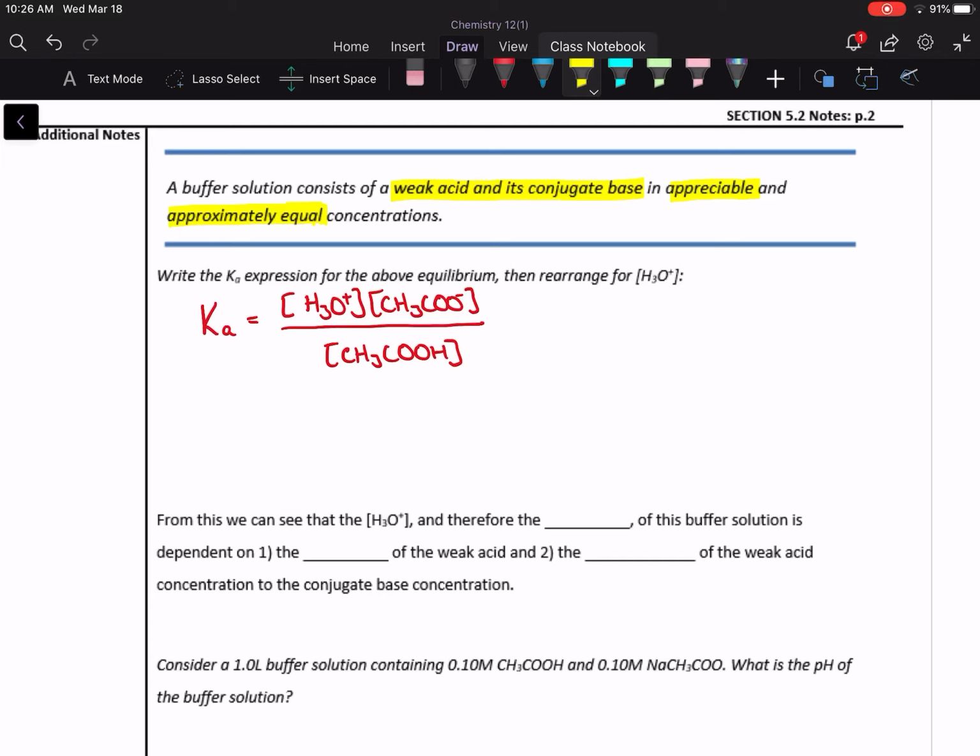Okay, so if we take a look at the Ka expression from the equilibrium above, and we rearrange this Ka expression for the hydronium ion concentration, we should get something that looks like this. The hydronium ion concentration should be equal to the Ka multiplied by the acetic acid concentration divided by the acetate ion concentration.